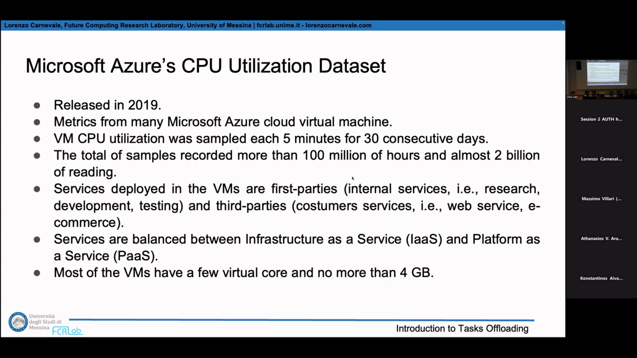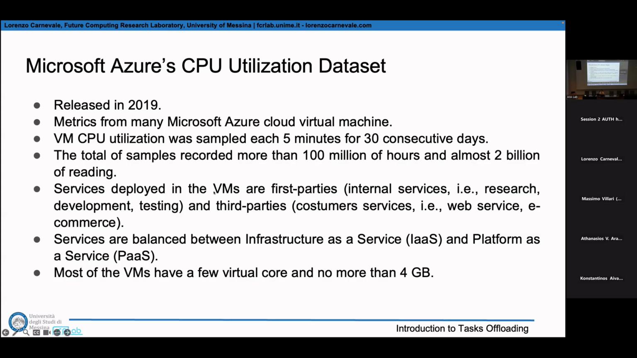This AI model is trained over a real case data set. This comes out from the Microsoft Azure Cloud Virtual Machine. We have multiple virtual machine utilizations that are sampled every 5 minutes for 30 consecutive days. There is really a lot of data. We have more or less 100 million hours and almost 2 billion readings, so really a lot.